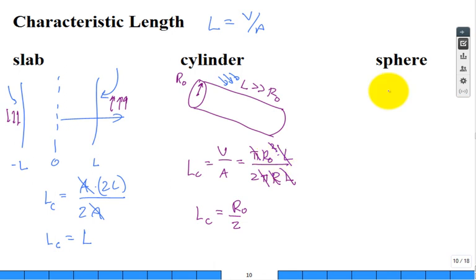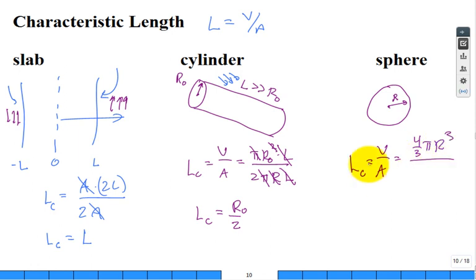Okay, how about for a sphere? Well, the sphere has radius cap R. What is the characteristic length? It's the volume divided by the area. What's my volume of a sphere in terms of the radius? 4/3 pi R cubed. What's our surface area? 4 pi R squared. Cancel the pi's, cancel the R squareds, cancel the 4's, and what are we left with? The characteristic length for a sphere is R divided by 3. Those are my characteristic lengths.